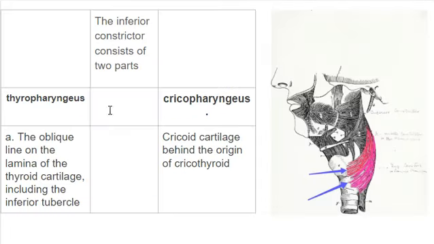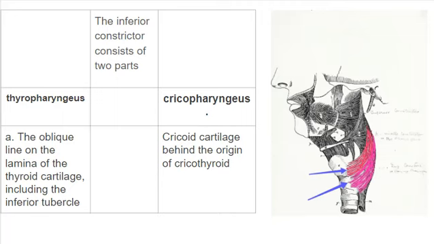Now it can also be studied in a way that we divide the muscle fibers into two groups, which are the thyropharyngeus, those arising from the oblique line on the thyroid cartilage, and the cricopharyngeus, which arise from the cricoid cartilage. Now an important point relevant to this is the presence of Killian's dehiscence or the pharyngeal diverticulum. So we'll study about that when we complete the longitudinal muscles.